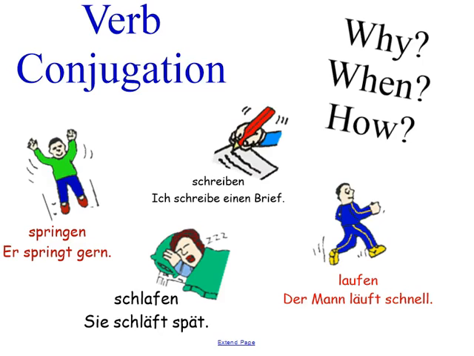Today we are going to look at verb conjugation in German. We're going to be talking about the why, when, and how of verb conjugation. Look at the examples on this page and see if you can figure out each of the sentences from the pictures provided. Er springt gern.